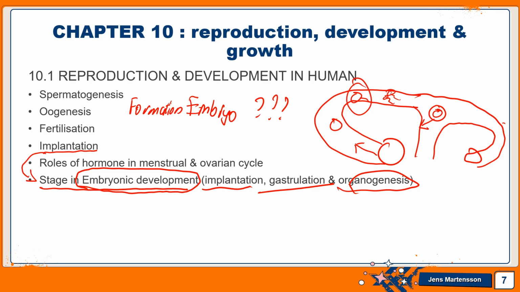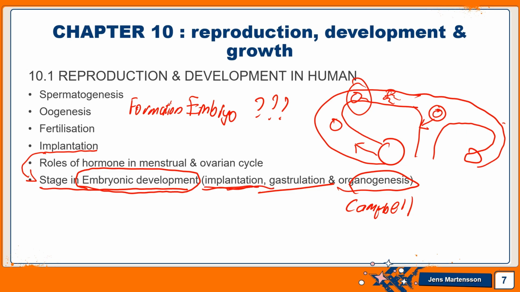You don't need to know the mechanism. But if you want to learn extra information, you can. Campbell has stated the mechanism of organogenesis. Implantation and gastrulation you must learn, because it is stated in the syllabus. Organogenesis is not stated, but you can learn it for your extra knowledge. Implantation and gastrulation you have to learn.